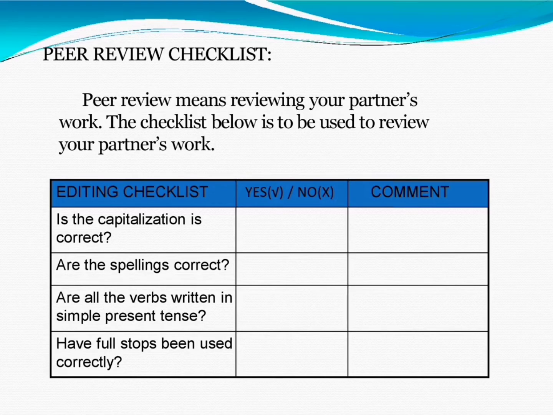The third one is, are all the verbs written in simple present tense? You need to check whether he wrote everything in simple present tense. If you find any verbs in past or future tense, put no and give your comments in the comment box. Check that all the verbs in the passage are in present tense. If it is right, just put yes and give your comments in the comment box.